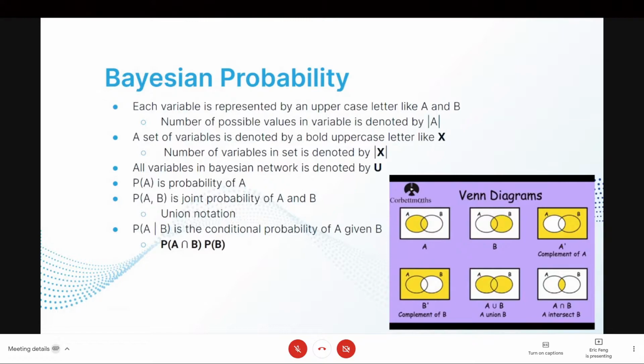Then we have a conditional probability of A given B, which is basically the probability of A intersection B over the probability of B. And that is denoted by P(A | B).